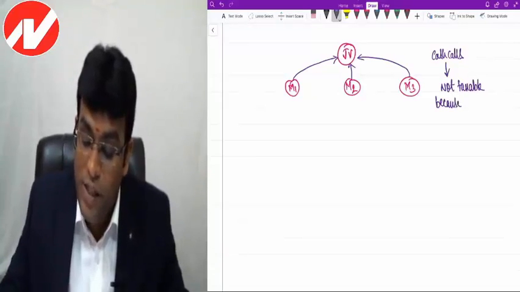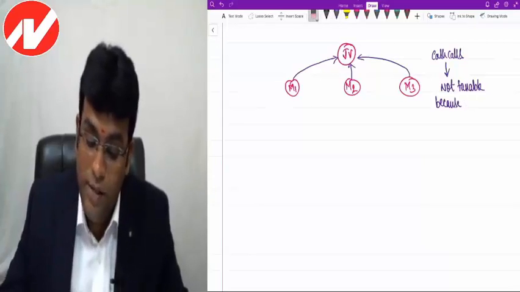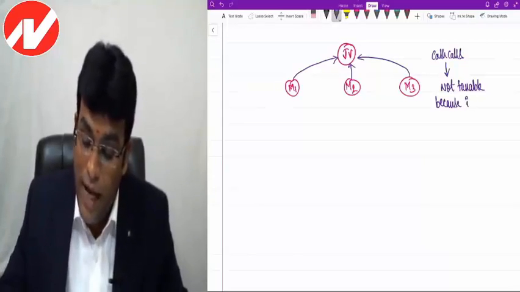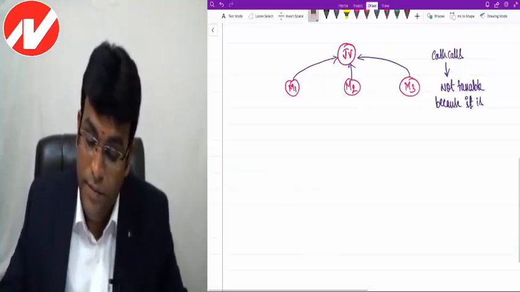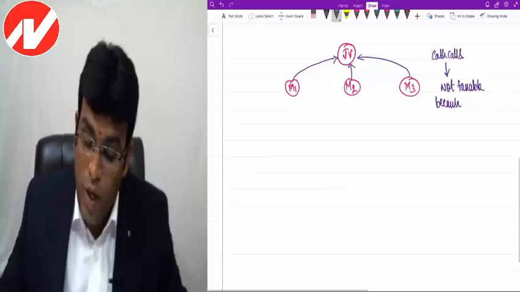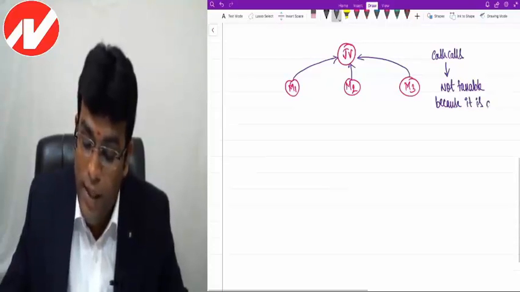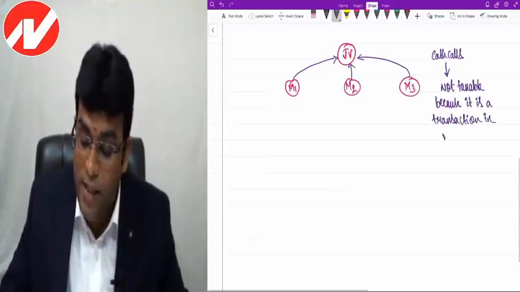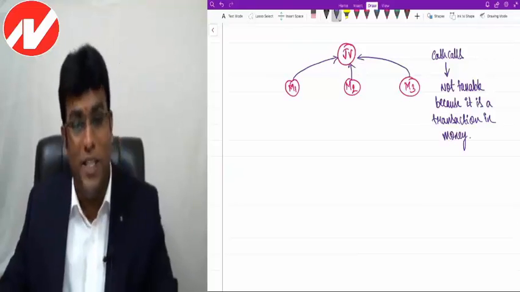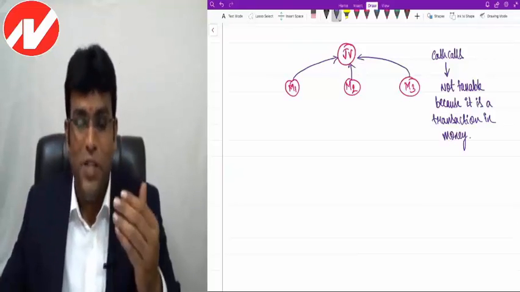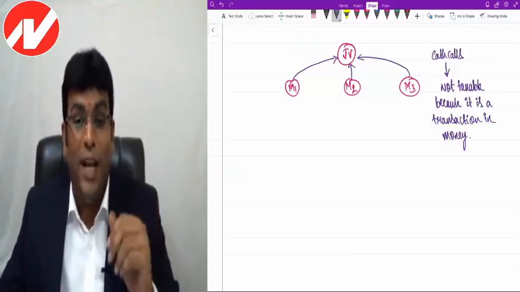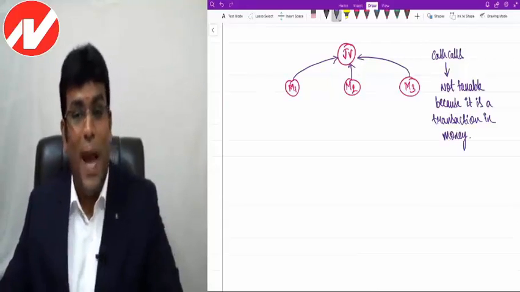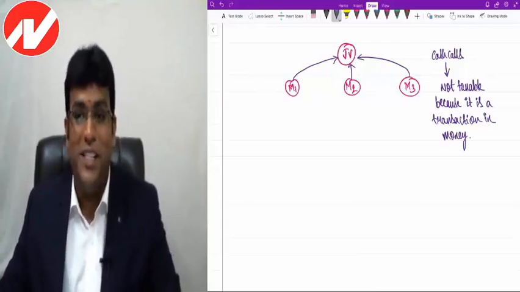Cash calls are obviously not taxable because they are a transaction in money. Obviously, my dear friends, in a company, if share capital is invested, why would you pay GST? Same logic: in a partnership firm, if the partners contribute capital, why would the firm pay GST? On the capital, obviously you will not pay GST.